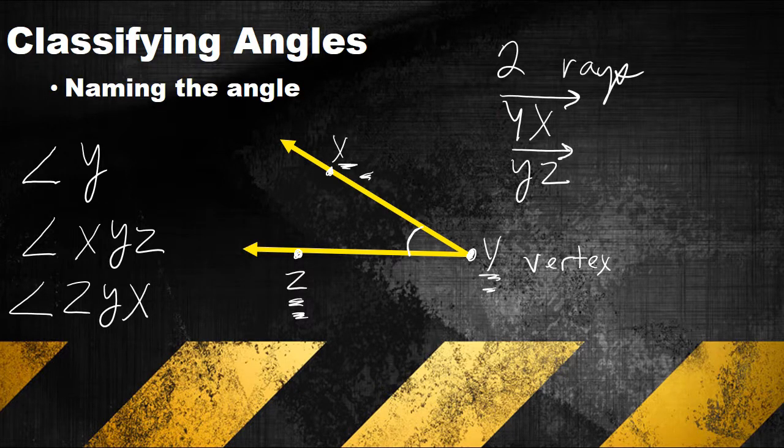And we can notice something here. So our first example, we just have the angle measurement, which is Y. In our second example, Y is in the middle with the 2 other points. And our third example, Y is also in the middle. So when we go ahead and use 3 letters for these 2, we got to make sure that our angle is in the middle of the 2 letters.